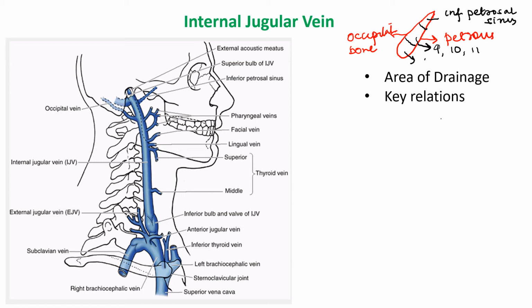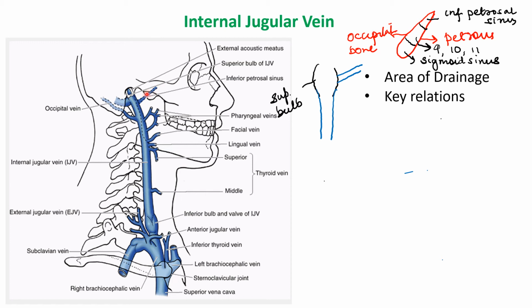And from the posterior compartment comes out the sigmoid sinus, which the moment it comes out forms a dilatation known as the superior bulb, and then continues down as the internal jugular vein. Now this dilatation receives the inferior petrosal sinus. So the first tributary of the internal jugular vein is the inferior petrosal sinus, which is coming out from the anterior compartment of the jugular foramen.